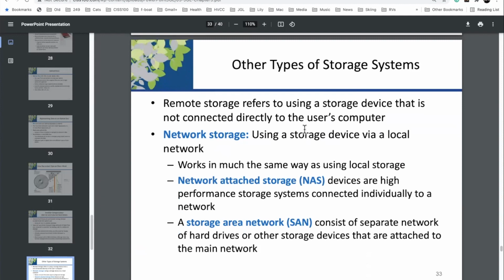When we look at other types of storage systems, network storage, whether it's network attached or storage area network, keep in mind that wherever the data is being stored, it's being stored on one of those three mechanisms, whether it's magnetic, solid state, or optical. Okay, it's just that the storage device is not immediately connected to our machine.